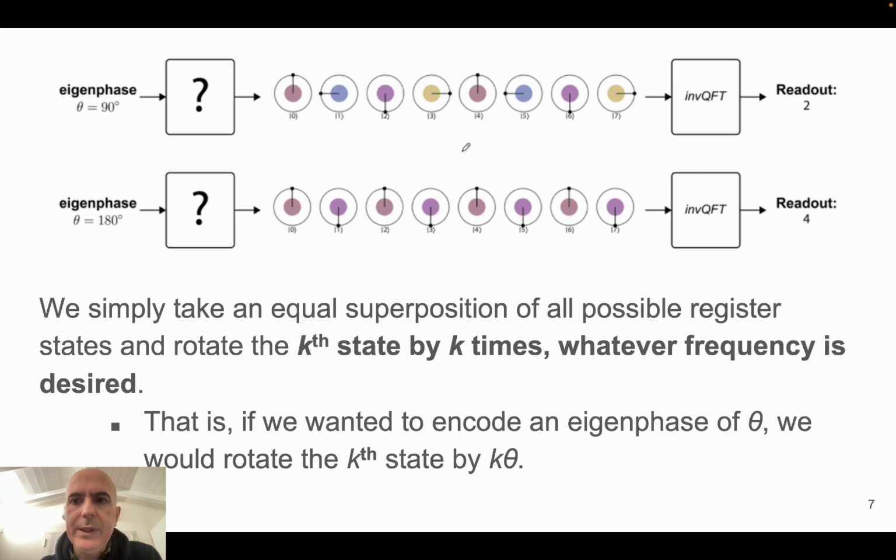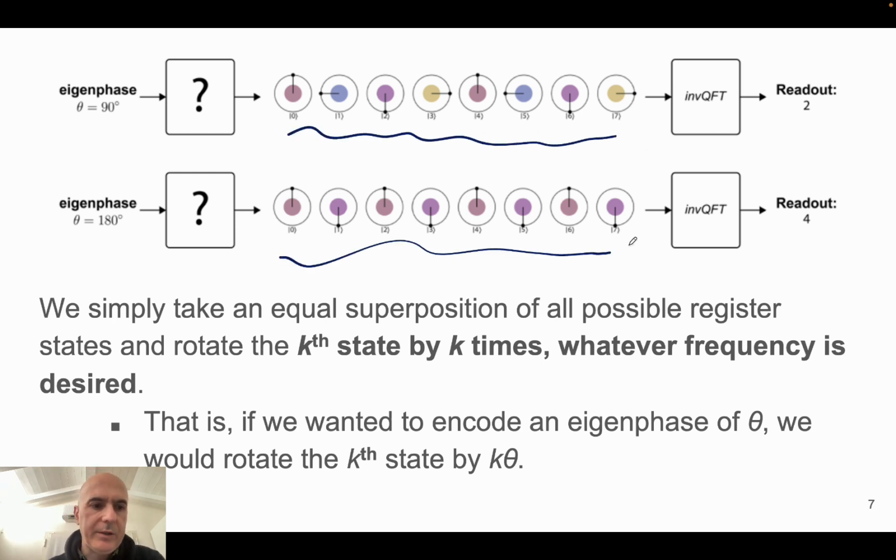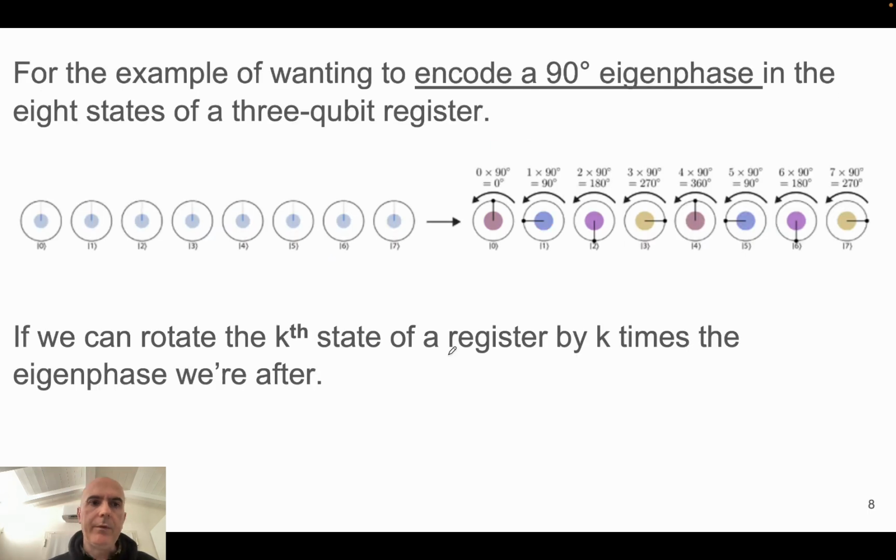After we encode it into our periodic signal, we can apply the inverse QFT and make a readout. So for the inverse QFT, we want a quantum state of this particular characteristic. We simply take an equal superposition of all possible register states and rotate the kth state by k times whatever the frequency desired is. That is, if we want to encode an eigenphase of theta, we rotate the kth state by k multiplied by theta.